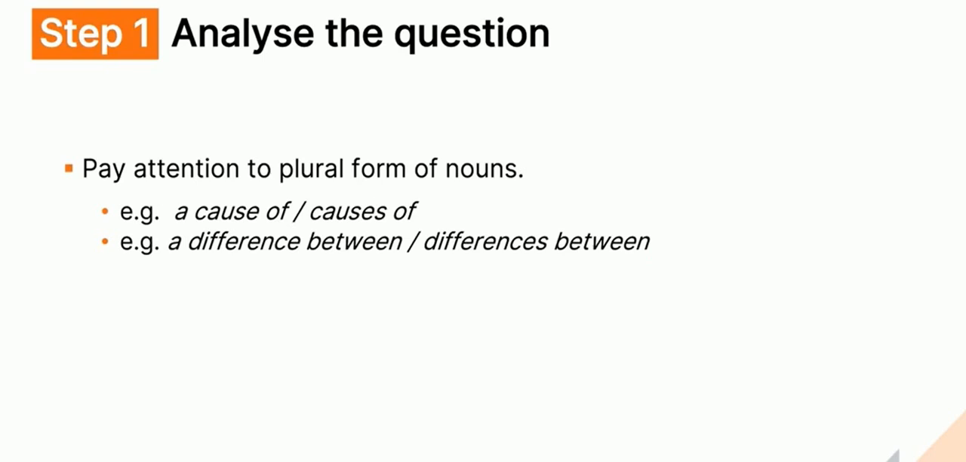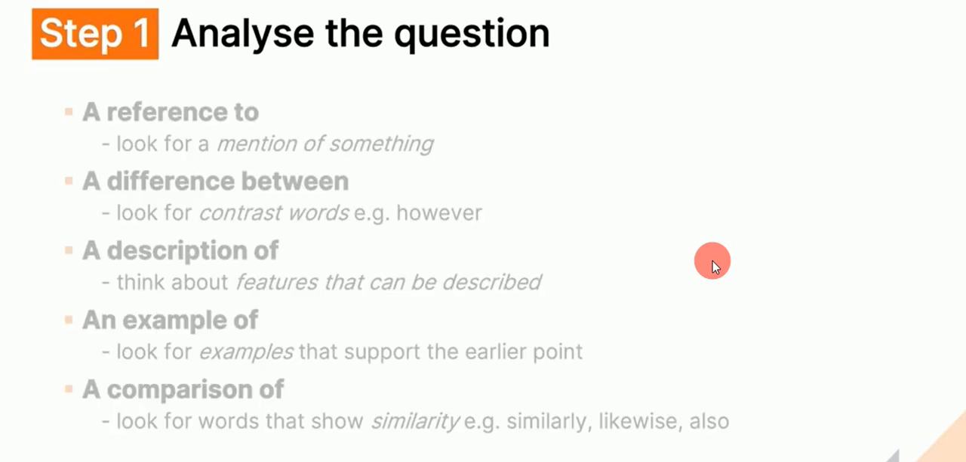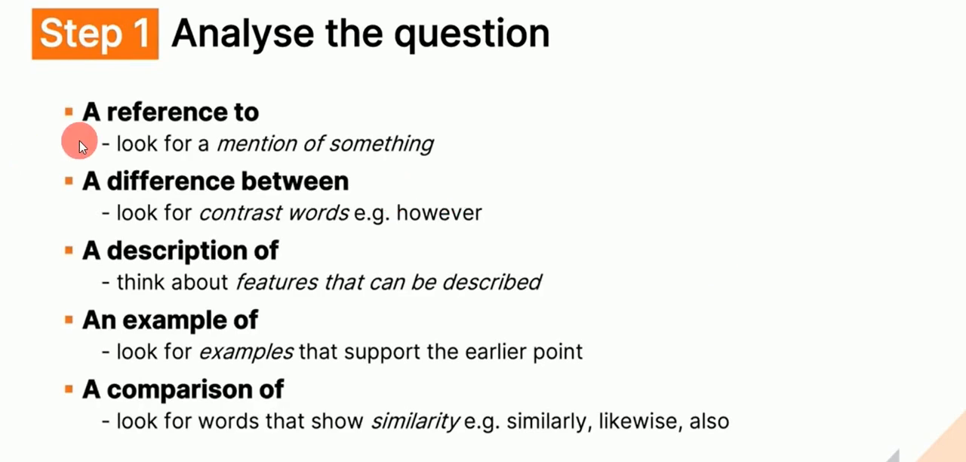Let's have a closer look at some of the common key words found in these questions. How are they different from each other? I'm sure that you've guessed that they require you to look for different types of information. For instance, the phrase, a reference to, asks you to look for a mention of something, while for the key words, a difference between, you need to look for contrast words, such as however or but. You can find a full list of these keywords in the article below the video.